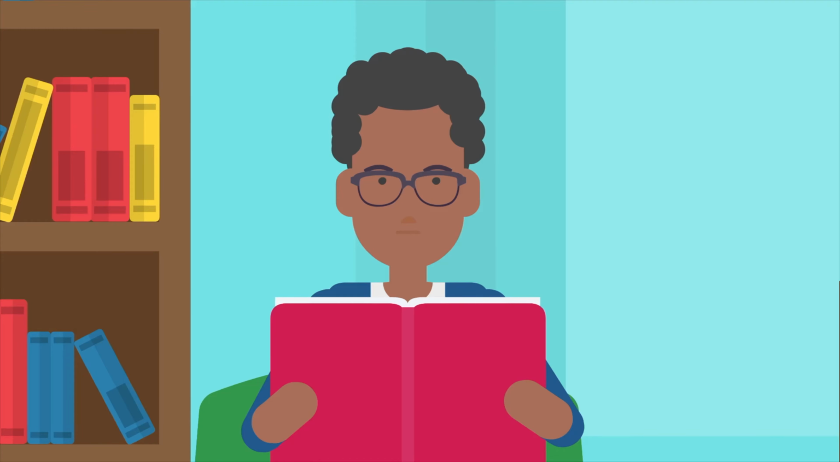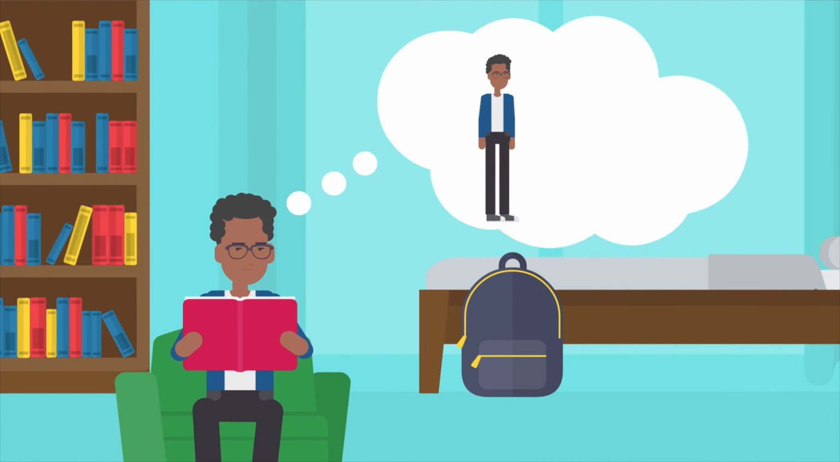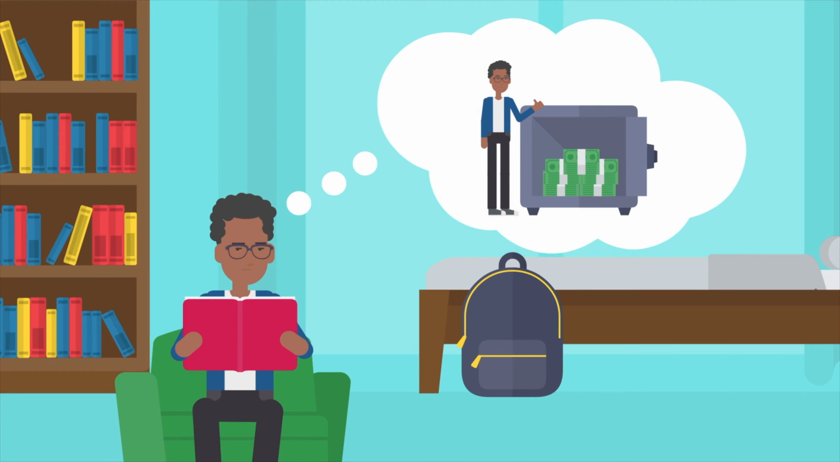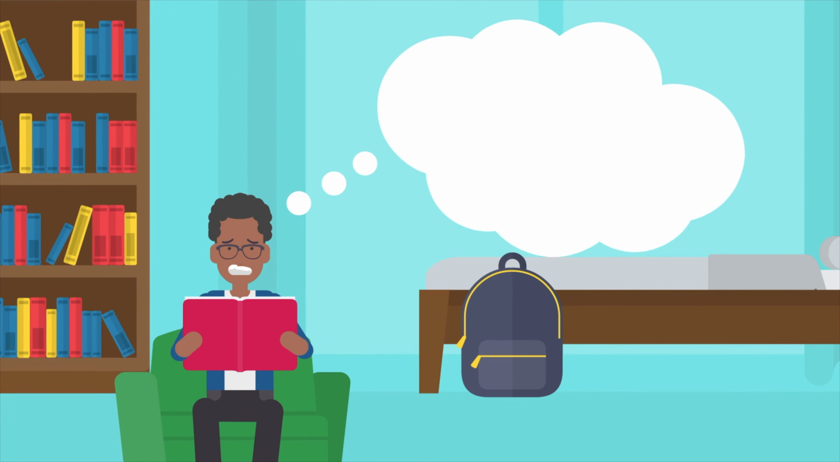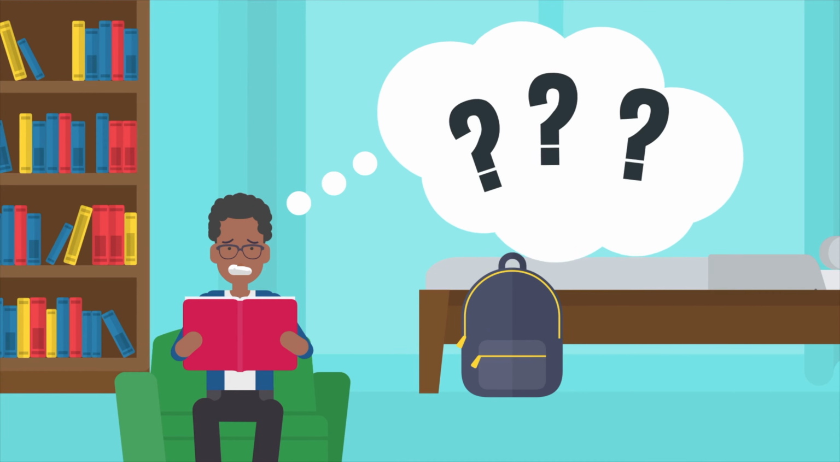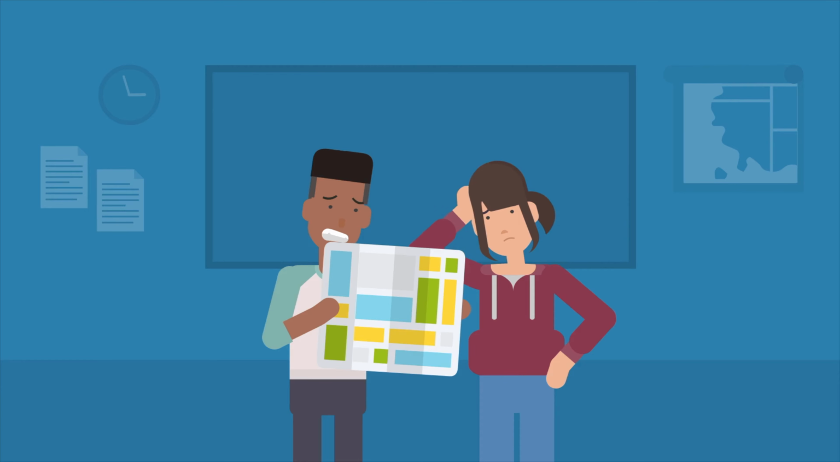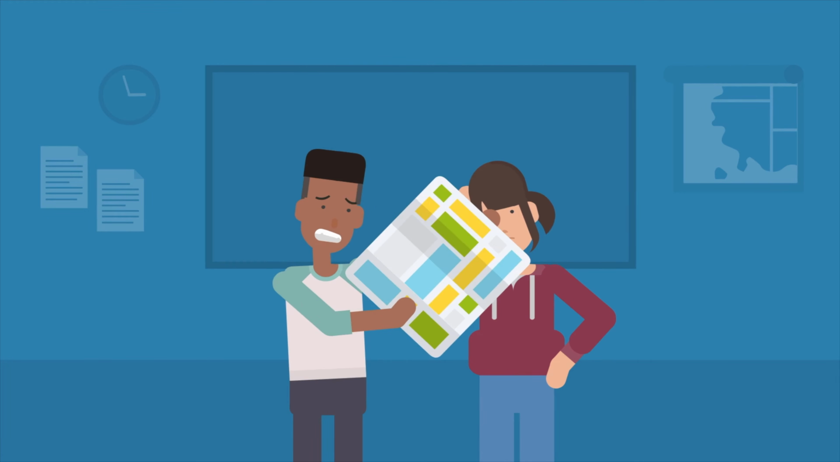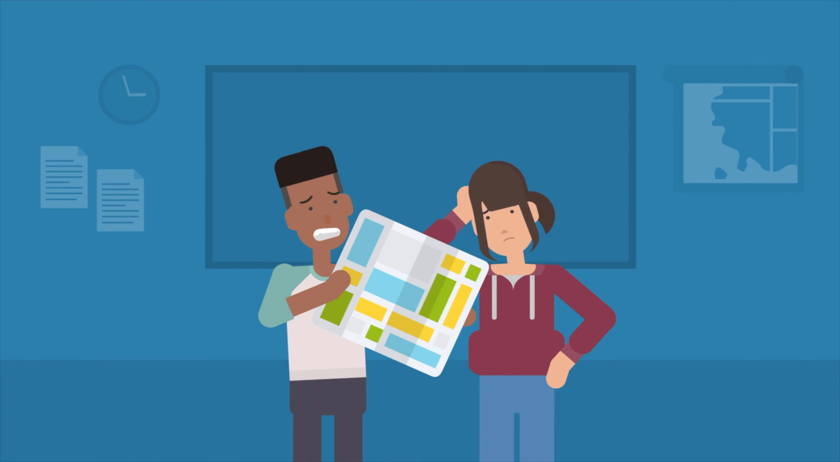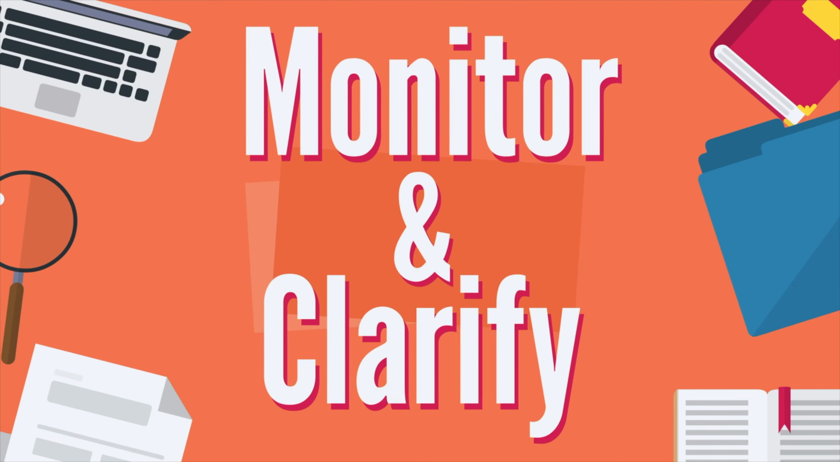If you are like me, sometimes when you're reading a book or article, your mind starts to wander and you think or daydream about other things. But then when you refocus back on the book, you go like, wait, what did I just read? Sometimes, even when I'm trying really hard to pay attention, I still don't understand what I'm reading. In order to avoid this, we must monitor and clarify our reading.